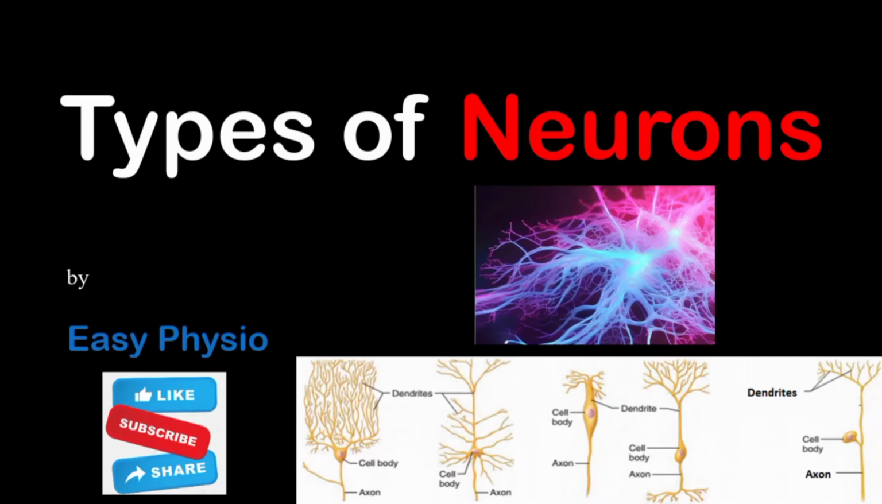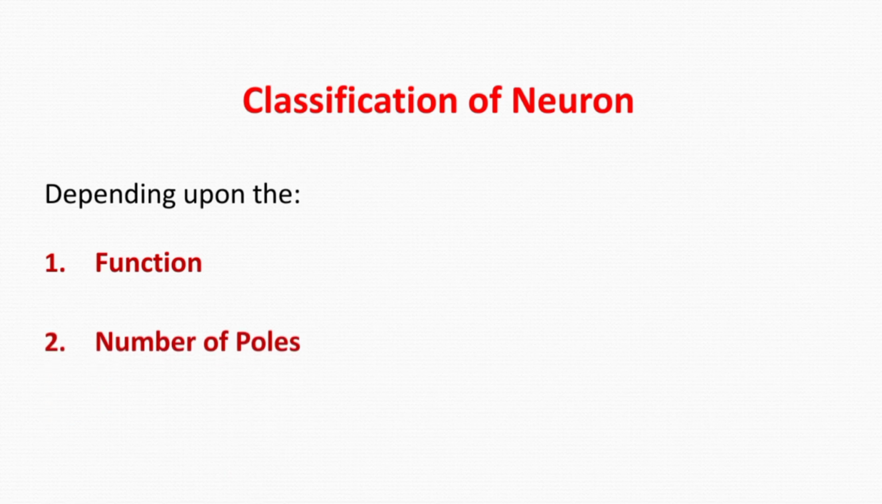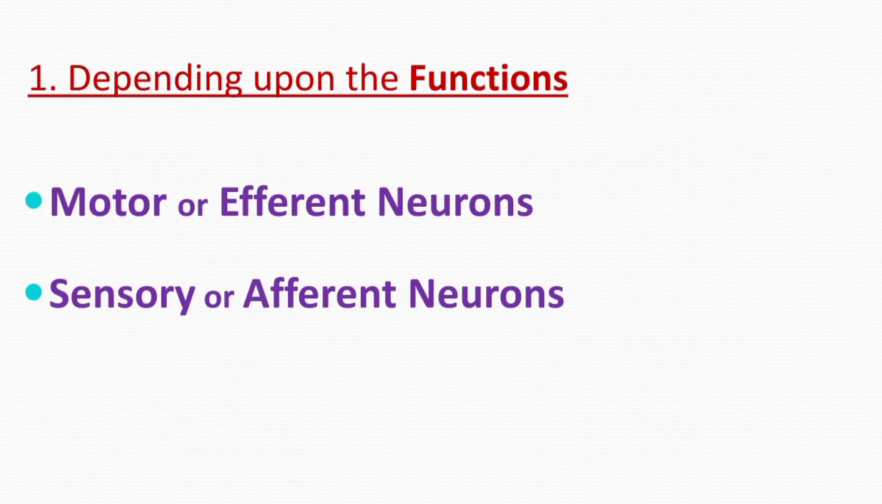I am Professor Dr. Muhammad Usman from Easy Physio, and in this short video we will learn about various types of neurons. Now we can classify the neurons in many ways. For example, depending upon their function, depending upon their number of poles, and depending upon the myelination. So first of all, we will classify the neurons depending upon the function.